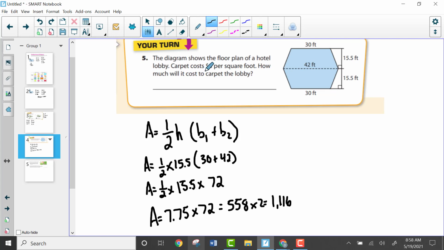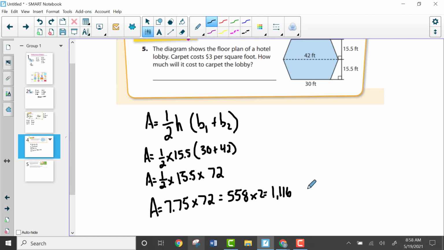However, they're not asking what the area of this floor plan is. They're asking how much will it cost to carpet at $3 per square foot. So it's important to understand with these problems that they are multi-step problems. So we're going to take 1,116, multiply it by 3, and that's going to give us $3,348 to carpet the lobby. So we'll write that down for number 5, $3,348.